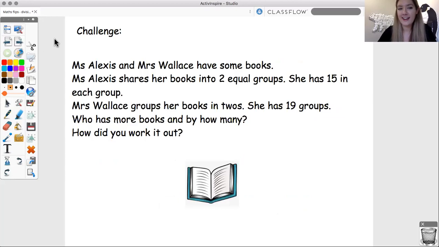Really fantastic work, everyone. So if you'd like to challenge yourself even further, we've got another challenge available for you. So Miss Alexis and Mrs. Wallace have some books. Miss Alexis shares her books into 2 equal groups. She has 15 in each group. Mrs. Wallace groups her books in twos. She has 19 groups. Who has more books and by how many? How did you work it out?